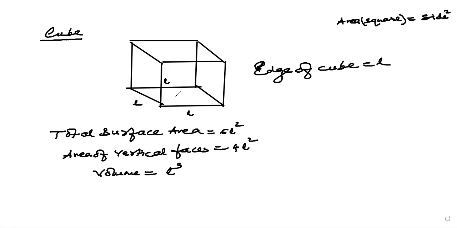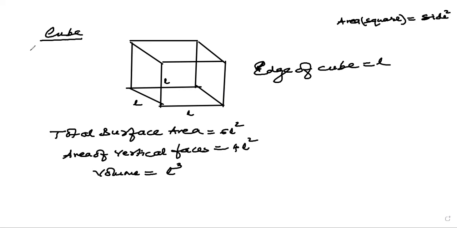Then total surface area. Take 6 surfaces का area कौन सा formula से मिलेगा? 6L square. What is area of vertical faces, children? 4L square. What is volume? L cube. L into L into L, L cube. You remember it. Okay, it will be very simple.